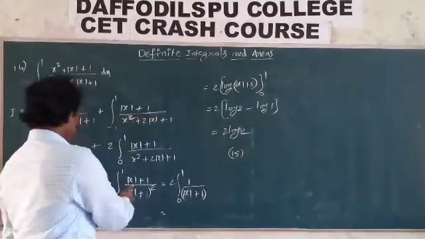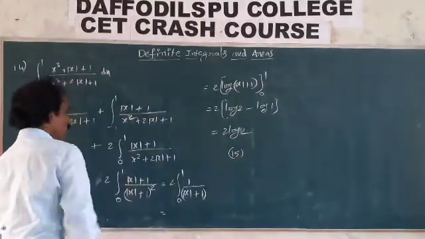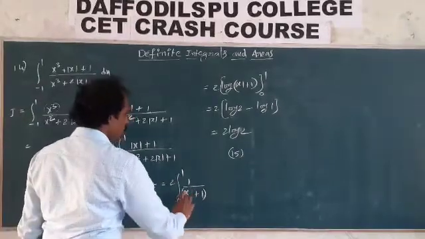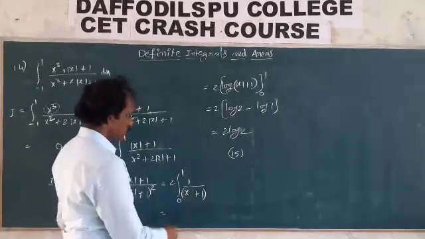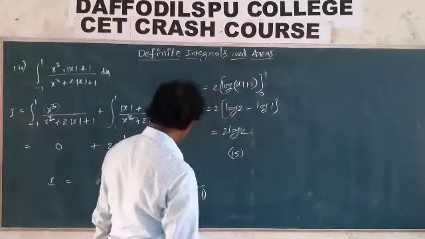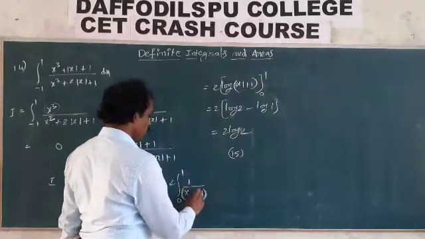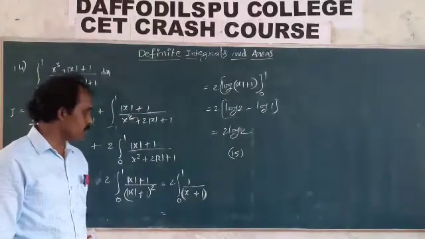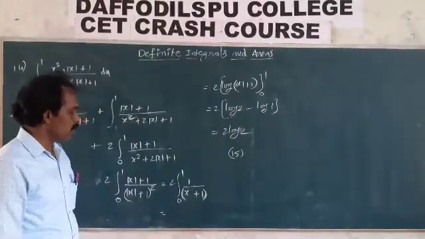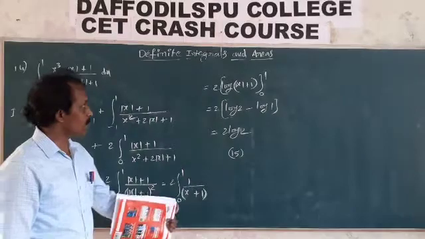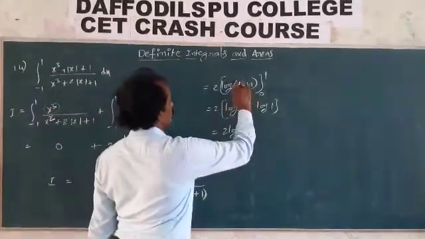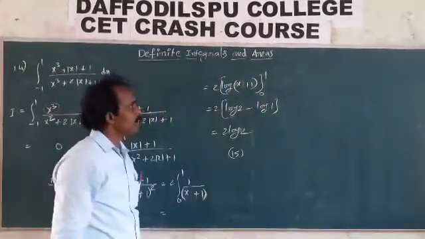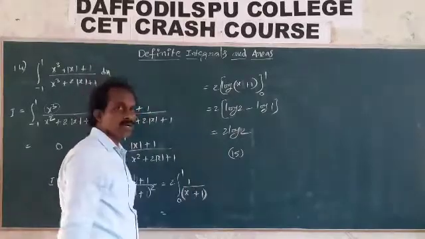Between 0 and 1, the mod function gives a positive value, so we can remove the mod and it is simply x plus 1. So that implies mod x plus 1 is x plus 1, so directly take the integral of 1 by (x plus 1), which is log of x plus 1. So that is 2 log 2.